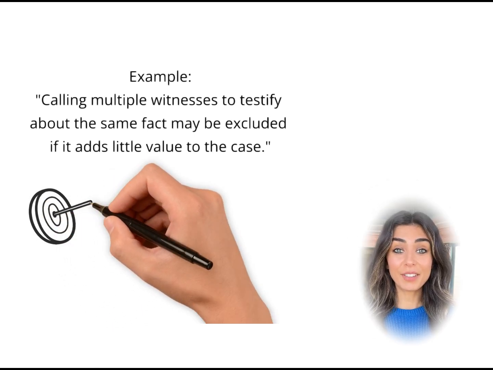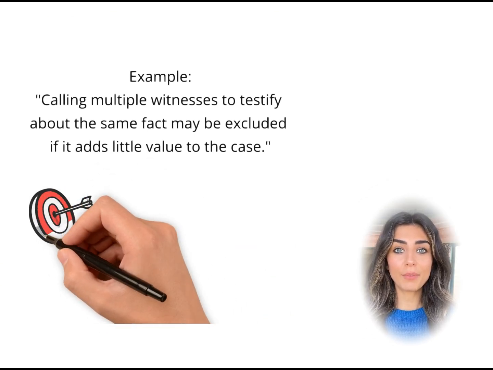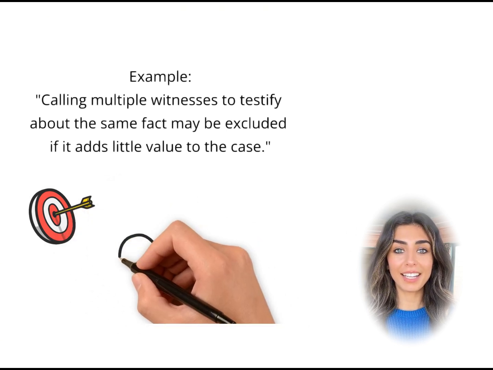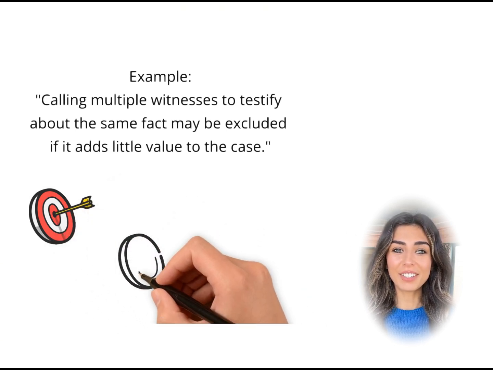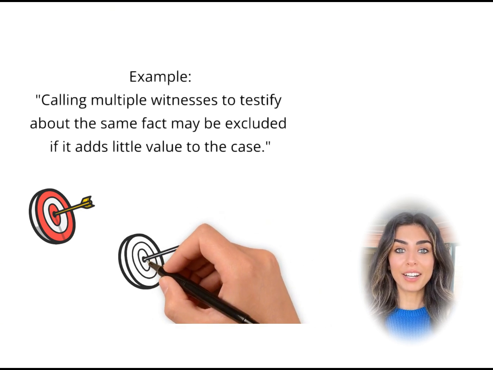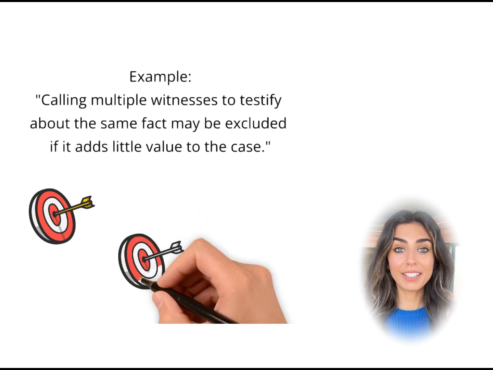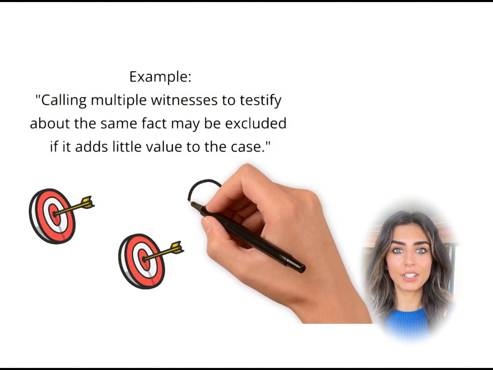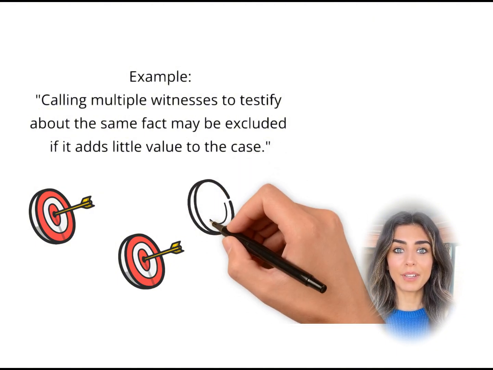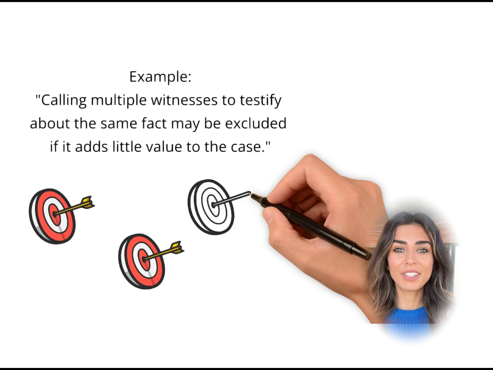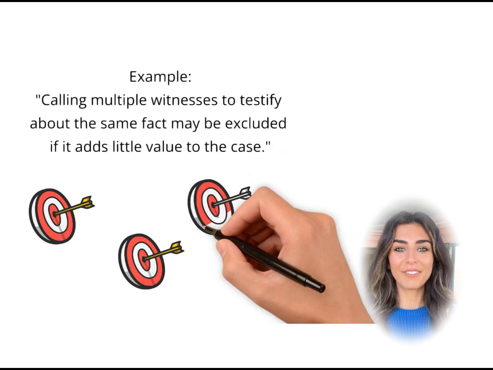By excluding evidence that wastes time, courts aim to streamline proceedings, maintain focus on the key issues, and conserve resources, all while ensuring that the jury is not overwhelmed with trivial or excessive information. This provision helps to balance the efficient administration of justice with the presentation of necessary and meaningful evidence.